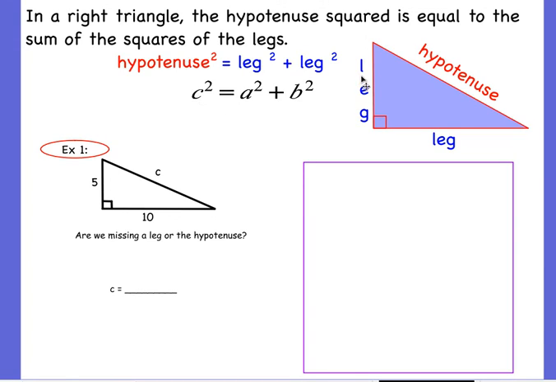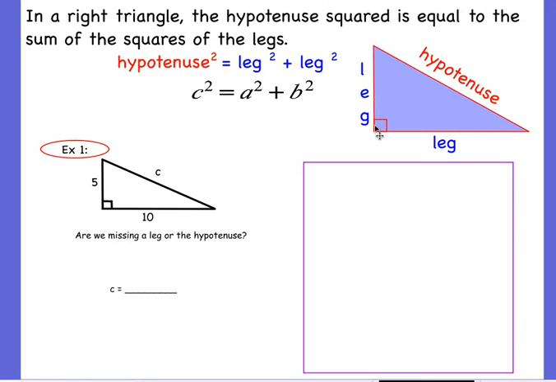Okay, where the leg of the triangle is the side, one of the sides that forms the right angle. So whenever you see the right angle here, this little box, then that means that we have a right triangle, and the two sides that form this 90-degree angle are called the legs. Opposite from the 90-degree angle is always the hypotenuse.